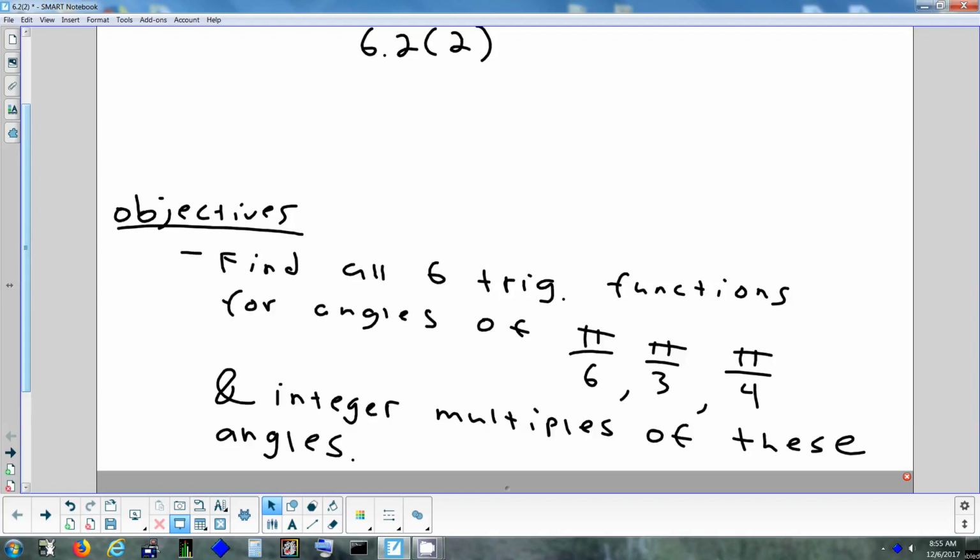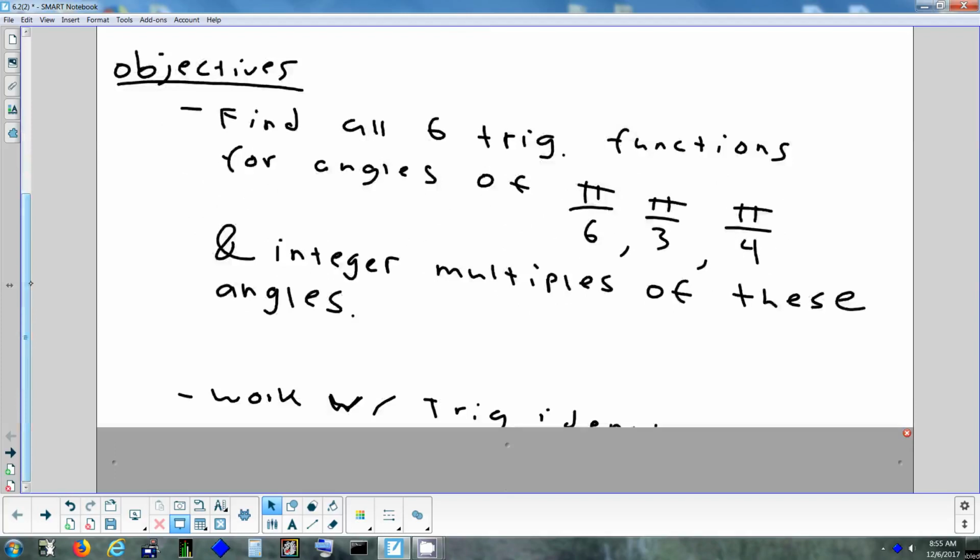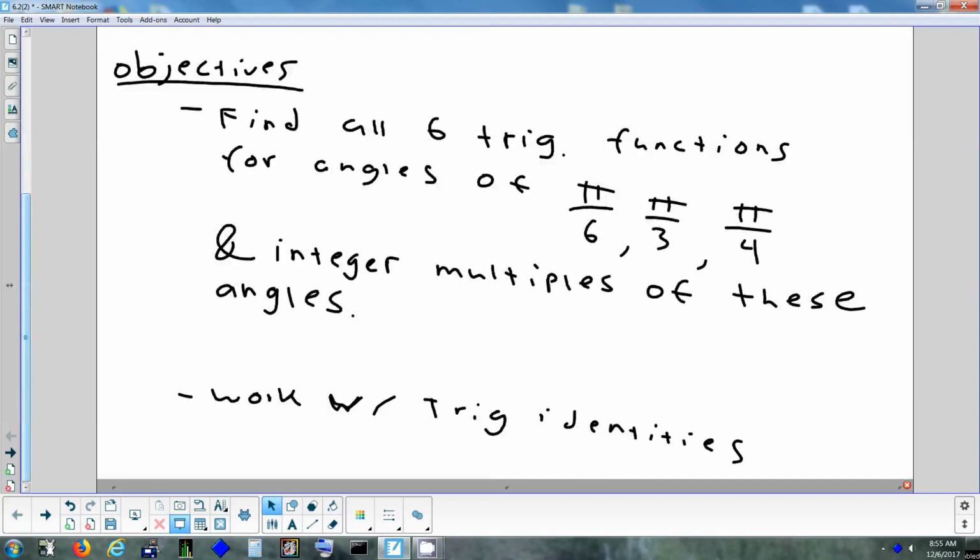So we'll look at that first. And then we're going to start to look at trig identities. Okay, and again, that's a topic we'll spend a couple weeks on, so just a real quick introduction to that.